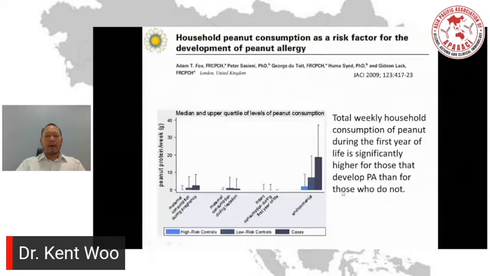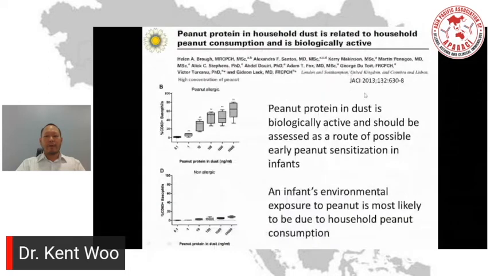They then went on to publish another paper as a follow-up in 2013 in JACI, showing that this peanut dust that was found in these children with peanut allergy was actually biologically active and can activate basophils. You can see here increasing peanut protein causing increased basophil activation as compared to the non-allergic subjects. And this peanut dust is derived from environmental exposure through household peanut consumption.